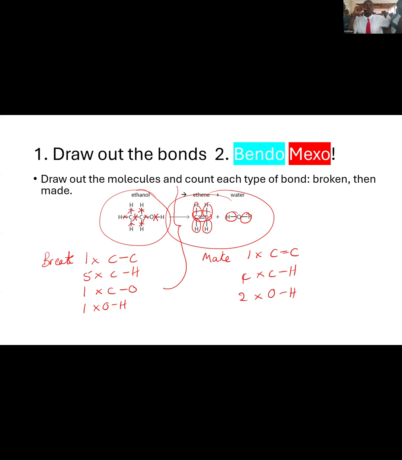Okay. So I would then find all these numbers, multiply them as necessary, and then total them. These ones will be plus because they're being broken, so they're endothermic, and endothermic means it's plus. And then these are exothermic, so it will be negative, and then I just join them together. Okay, so I'm now going to go back to the next question.